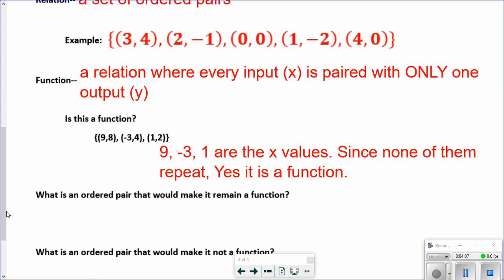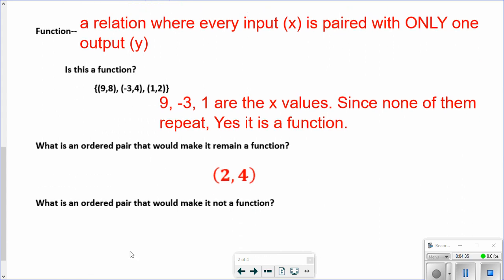Now let's think about it. What would be an ordered pair that would make it remain a function? Well, in order for it to remain a function, all the x's need to be individual, like they can't repeat. So as long as we don't pick a 9, a negative 3, or a 1 for our x value, it would be an ordered pair that would work. So, for example, (2, 4) would work because now the x's are 9, negative 3, 1, and 2, and none of those repeat.